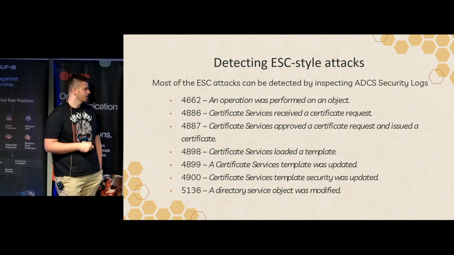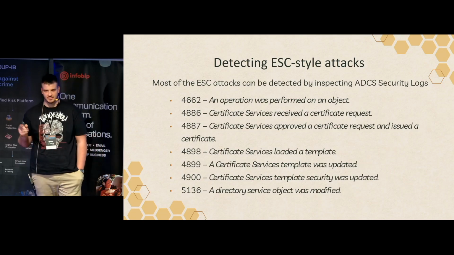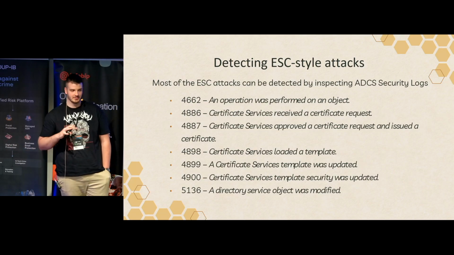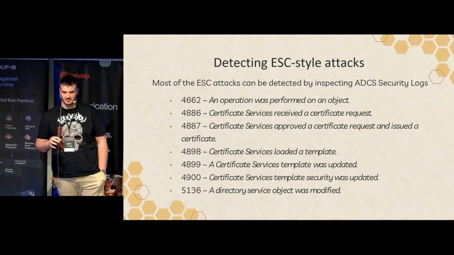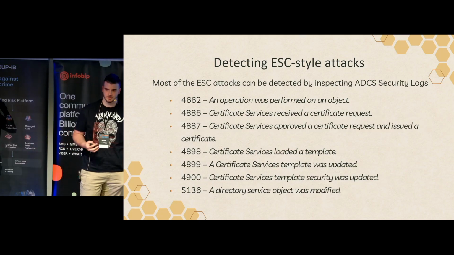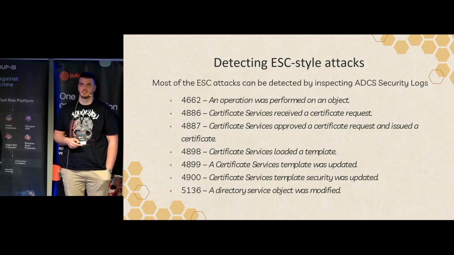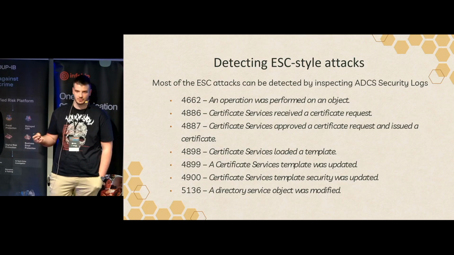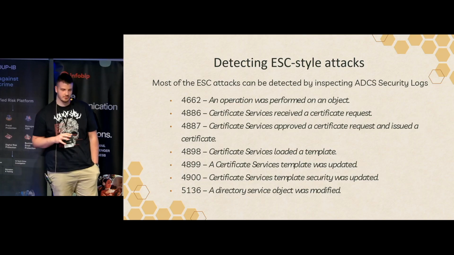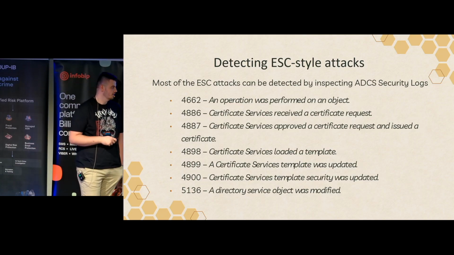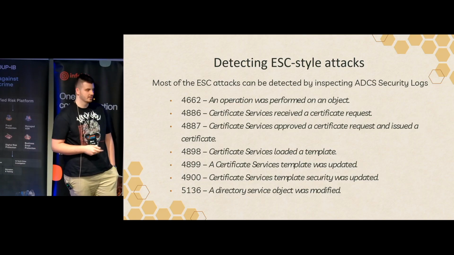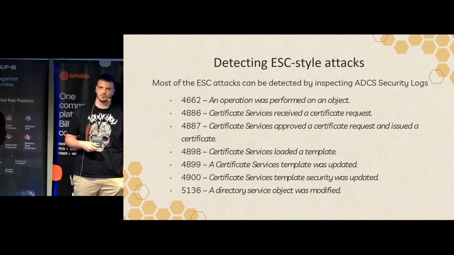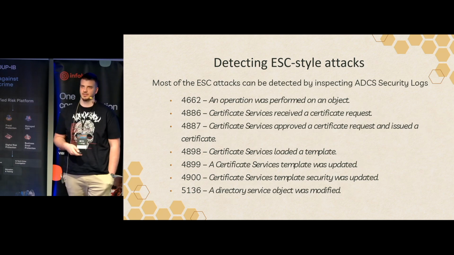So first, the 4662 event. This is a domain controller event. This triggers anytime that a specified monitored operation is performed or attempted to be performed on a domain object. Next up, we have the 4886 event, which triggers every time somebody tries to request a certificate. So not if it succeeds, just an attempt is enough. And finally, we have the 4898, which effectively says, hey, your CA loaded a new template, or a template was modified and reloaded or something.